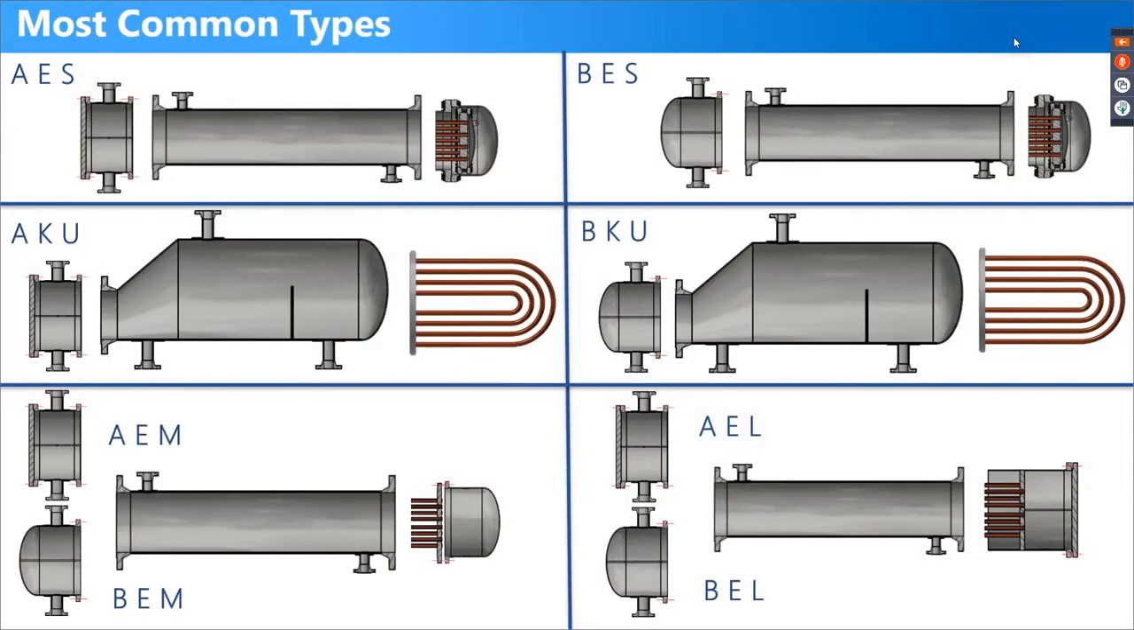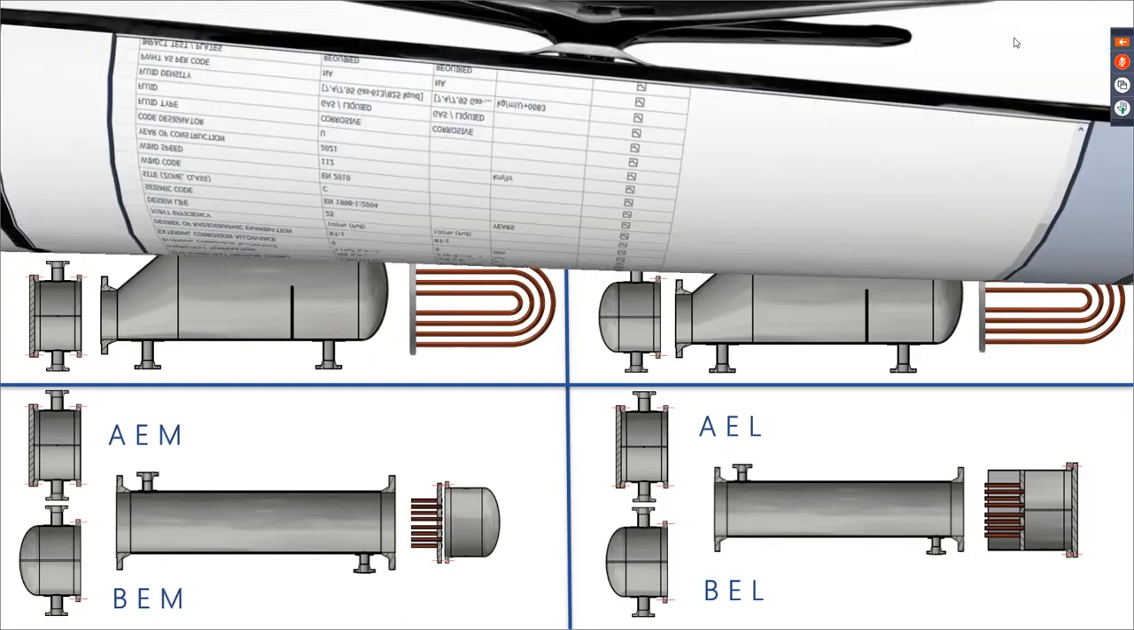And in this figure, you can find some of the most common types of heat exchanger like AES and BES with floating head types, and the kettle type, which is AKU and EKU, and AEM, BEM. Those are the most common types, and you can make them easily. And we will make a demo, inshallah, for the AES exchanger and the EKU exchanger.